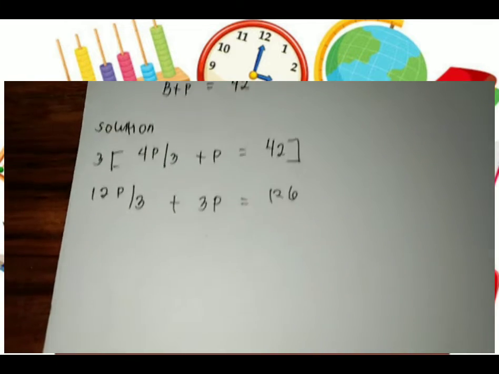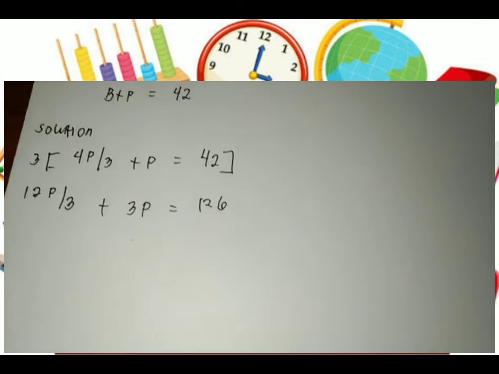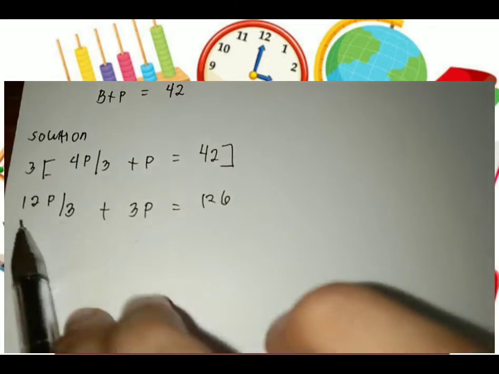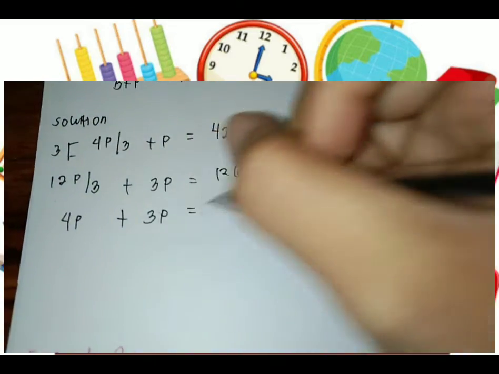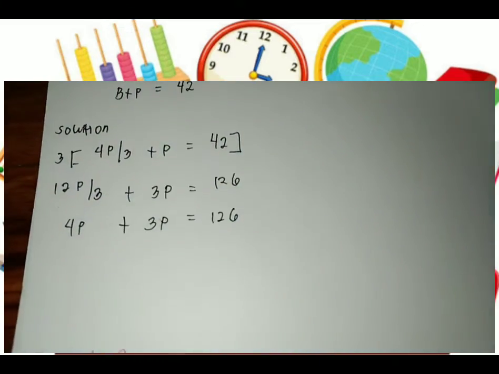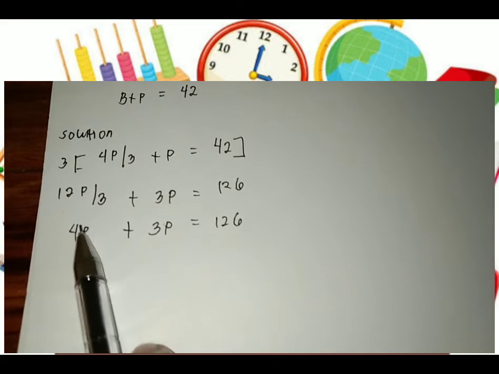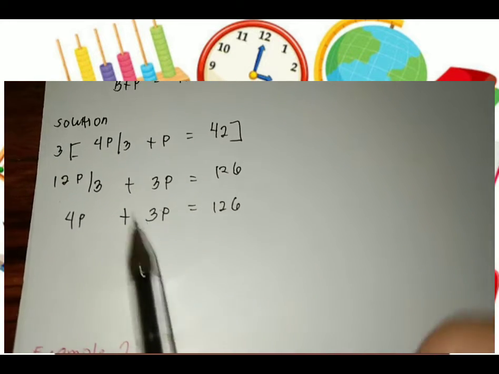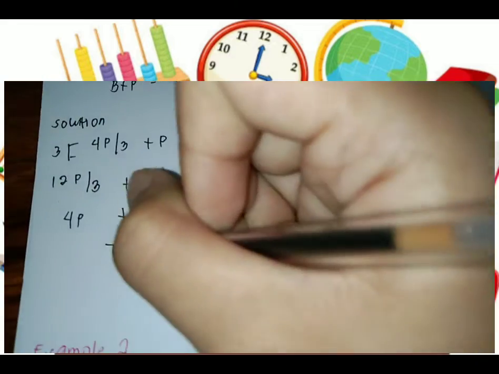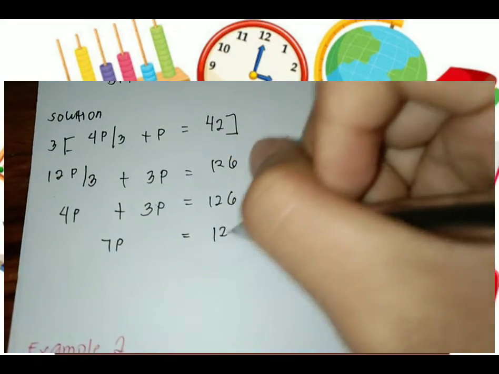Okay, now we are going to divide the 12P into 3. So we have 4P plus 3P is equal to 126. Now we are going to add the 4P and 3P. So we have 7P is equal to 126.